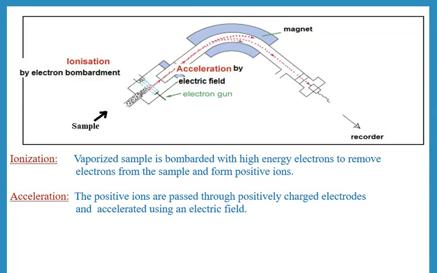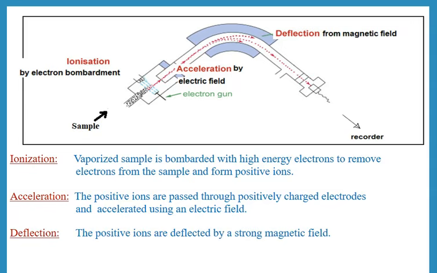The next step is that these ions pass through a magnet. When they pass through the magnetic field, what happens is deflection. The positive ions are deflected using the strong magnetic field. They are deflected to different extents because lighter ions are deflected more than heavier ions. In this case, the ions are separated, and they are deflected in different directions.